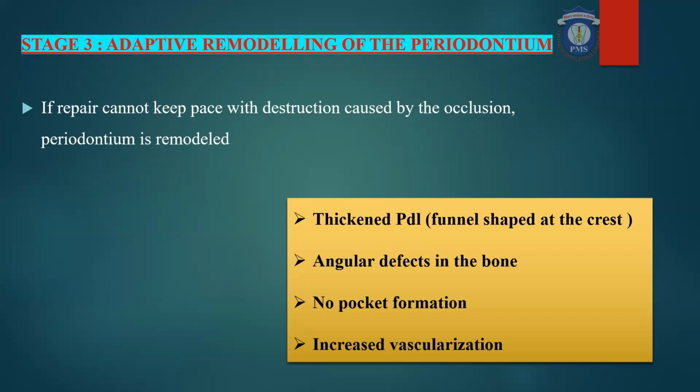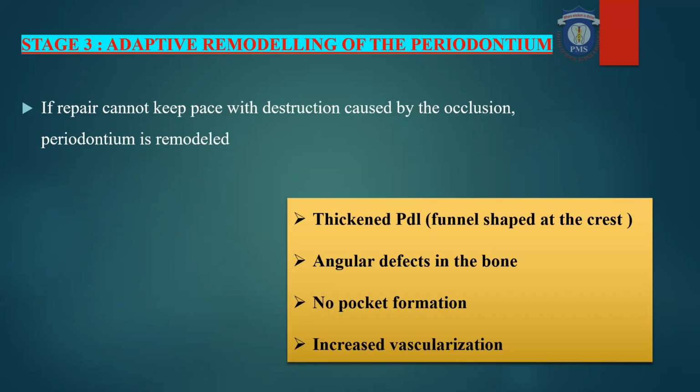So certain remodeling changes will occur in the periodontium. That is known as adaptive remodeling of the periodontium. These are the remodeling changes happening in the periodontium to adapt to the traumatic occlusion. The remodeling changes are thickening of the periodontal ligament, that is, funnel-shaped thickening at the alveolar crest. There will be formation of an angular or vertical defect. There won't be any pocket formation. There will be increased vascularization. With this remodeling, the periodontium itself adapts to withstand the occlusal forces.